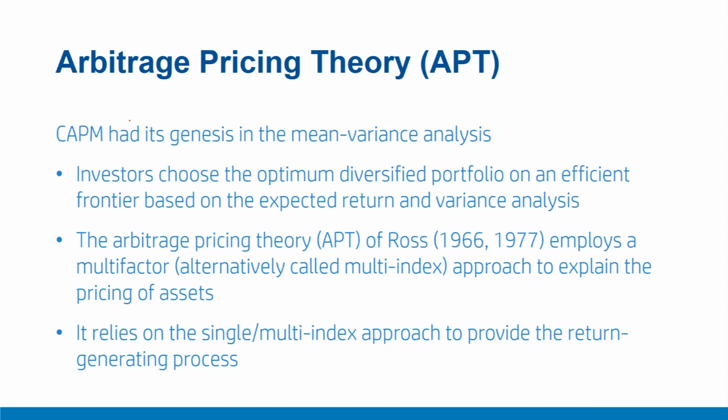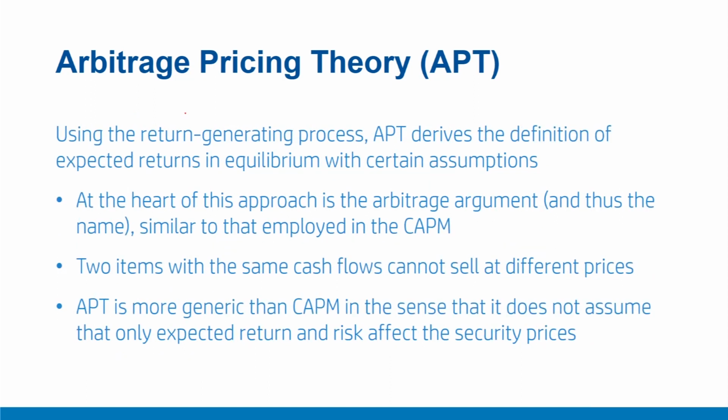It relies on the single and multi-index approach to provide the return generating process. Using this return generating process, APT derives the definition of expected returns in equilibrium with certain assumptions. The definition is as good as these assumptions hold. At the heart of this approach is the arbitrage argument, and therefore the name APT, or arbitrage pricing theory. This APT is based on the law of one price. That is, two items with the same risk profile and cash flows cannot sell at different prices. This is at the heart of APT.